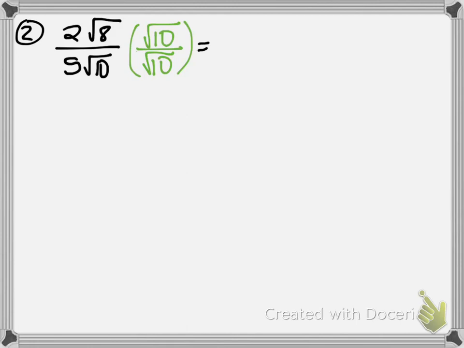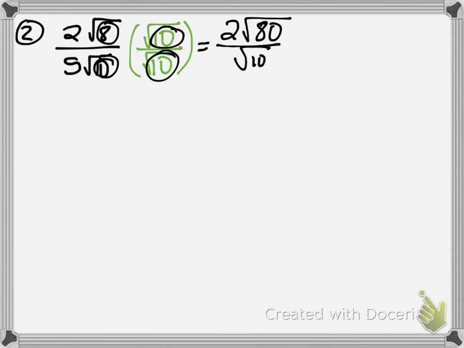In the numerator, that gives us 2. What's under our square roots can multiply together. That 10 and that 8 will multiply together to give us what? 10 and 10 multiply to give us 100. So we have 2 times the square root of 80 divided by the square root of 100. Where'd the 5 go? Oops, I forgot the 5. The 5 is there.